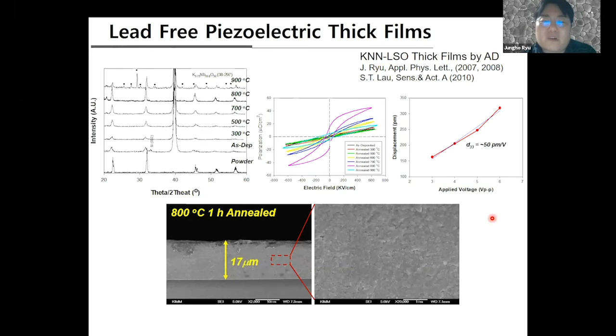So we sprayed the powder at room temperature, and we got 70 micron thick films without any visible pores. After annealing at 700 or 800 degrees C, you can see a very beautiful ferroelectric hysteresis. And we could even measure the piezoelectric coefficient. D33 was roughly 50 picometer per volt, which is not very good. But at the time, no one had succeeded in making lead-free KNN thick films. And we measured the D value for the first time.